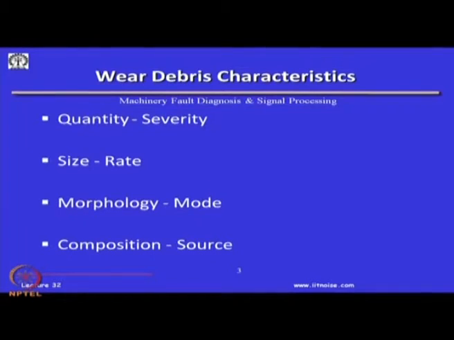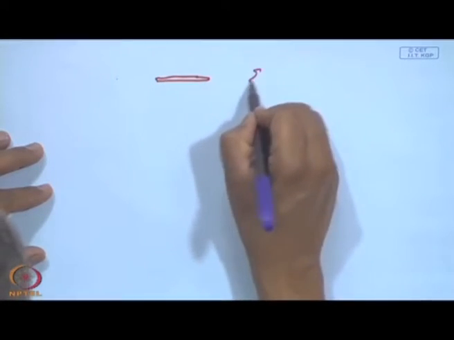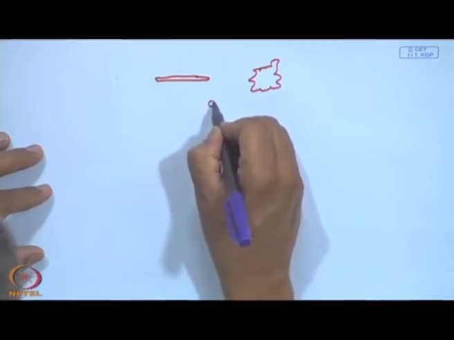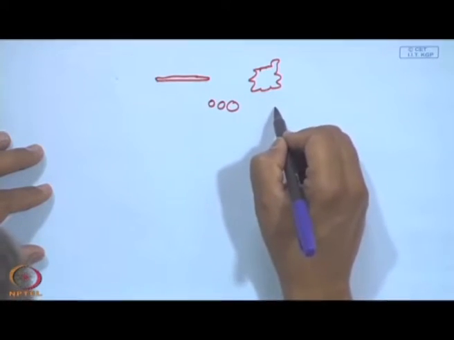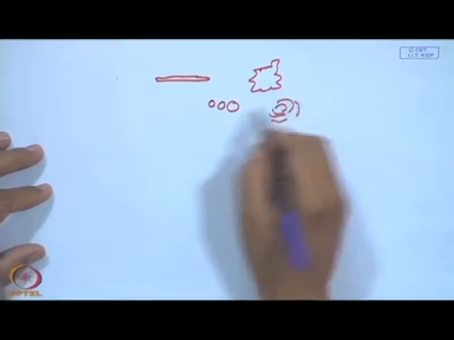Now, the next point is the size of the particle. This wear debris comes in many forms. One could be laminar strips, one could be irregular shaped particles, one could be spheres. Okay, some could be curled strips.